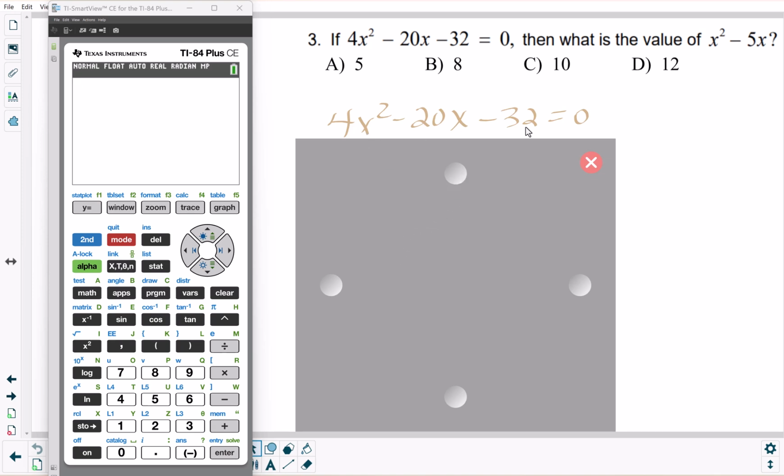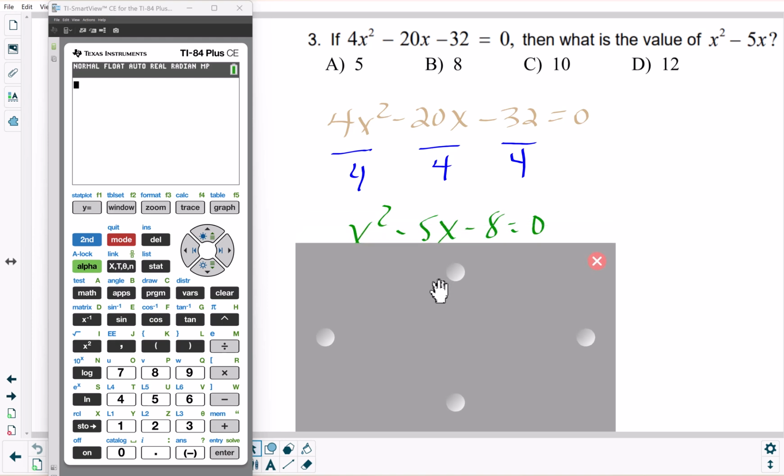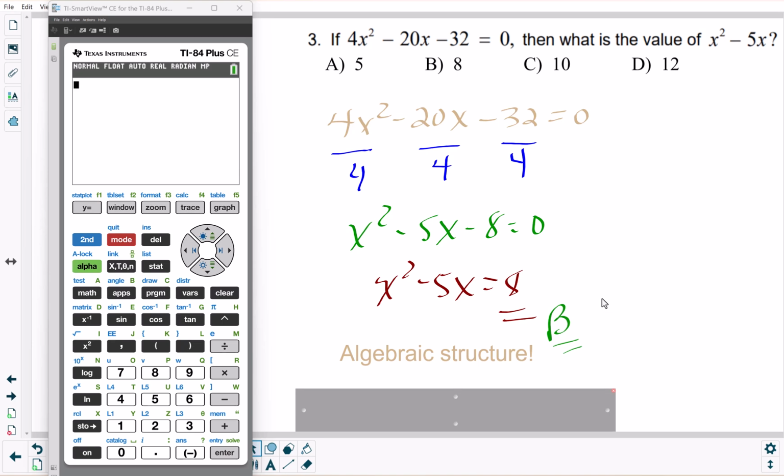So I took the original equation, and I noticed there was a common factor of 4. So I divided each term by 4. And I ended up with this equation. And look at how close. So if I add 8 to both sides, we're pretty much finished. This is using algebraic structure. Pause as needed.